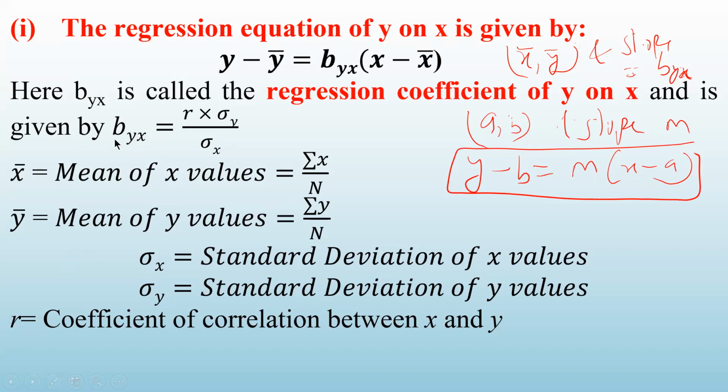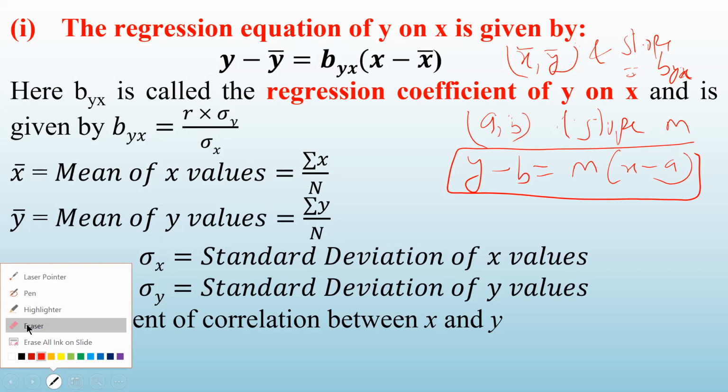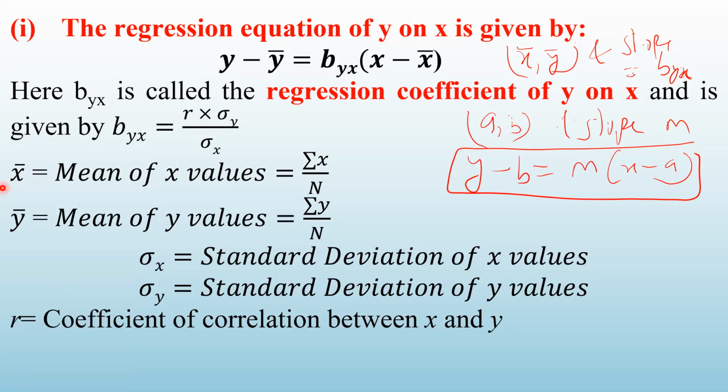And it is given by byx equal to r into sigma y divided by sigma x. When we are talking about the regression coefficient of y on x, sigma y will come in the numerator. So r into sigma y divided by sigma x, where what are these x bar, y bar, sigma x and sigma y? You already know this. X bar is our standard notation for the mean of x values, and you know how to calculate the mean: summation of x values divided by the total number of values, n. Y bar is the mean of y values, that is summation of y divided by the total number of values of y, that is capital N.